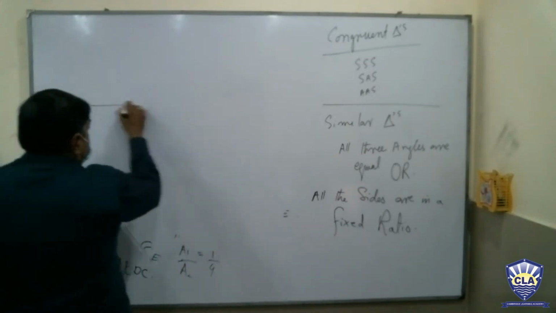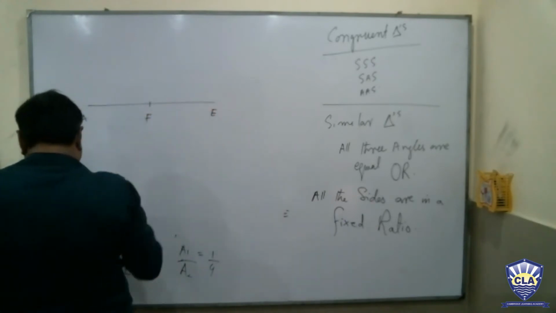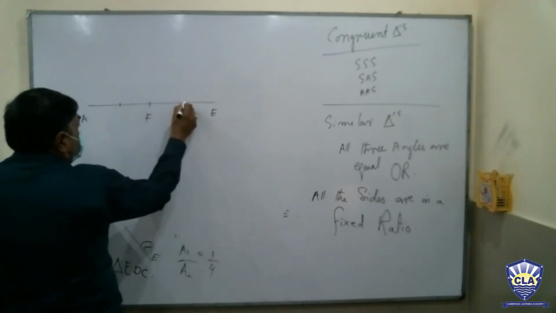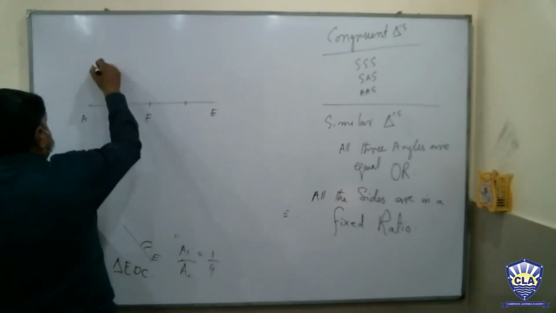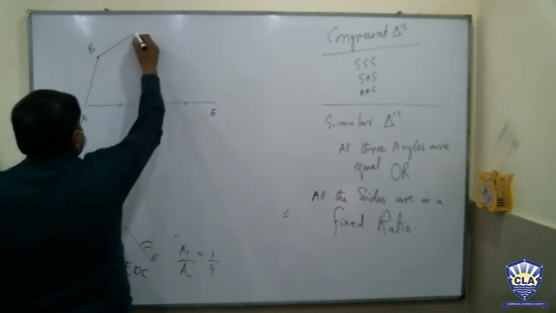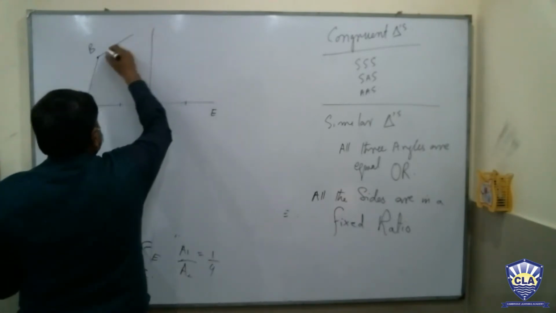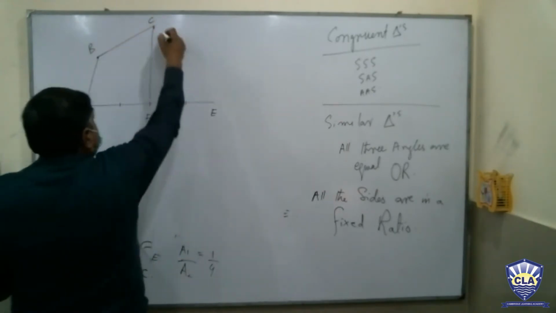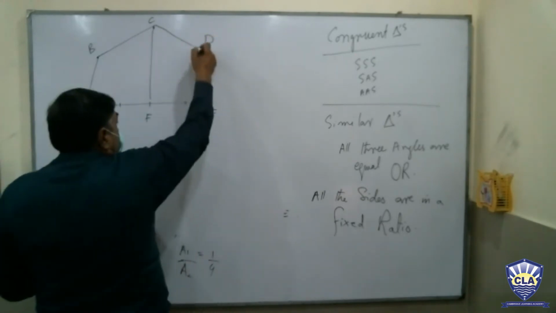AFE is a straight line. A, F, and E is a straight line, and AF equals FE. Both the sides are equal. Then there is a side B, C. C is above F. B and E.